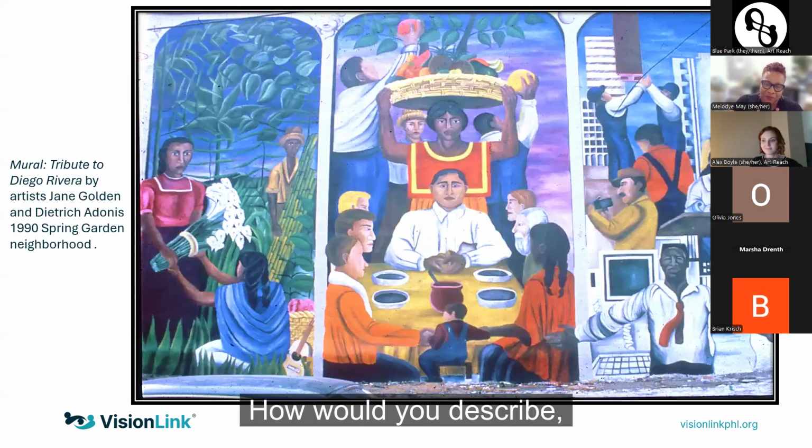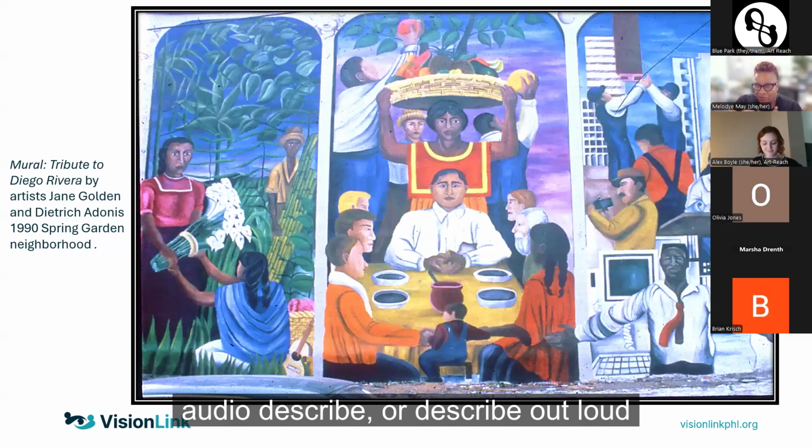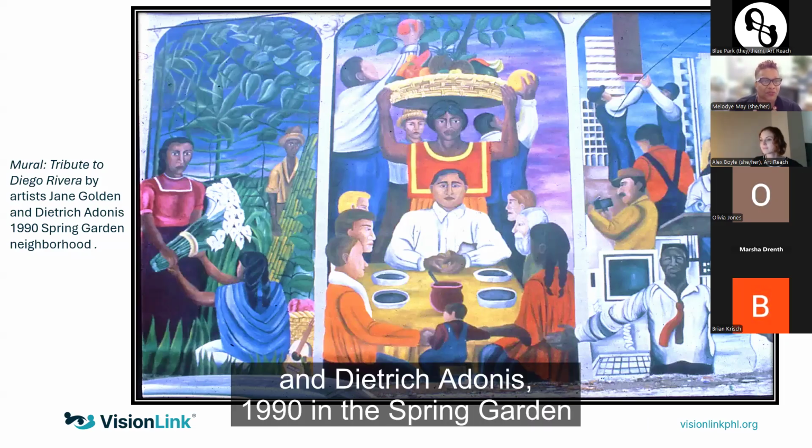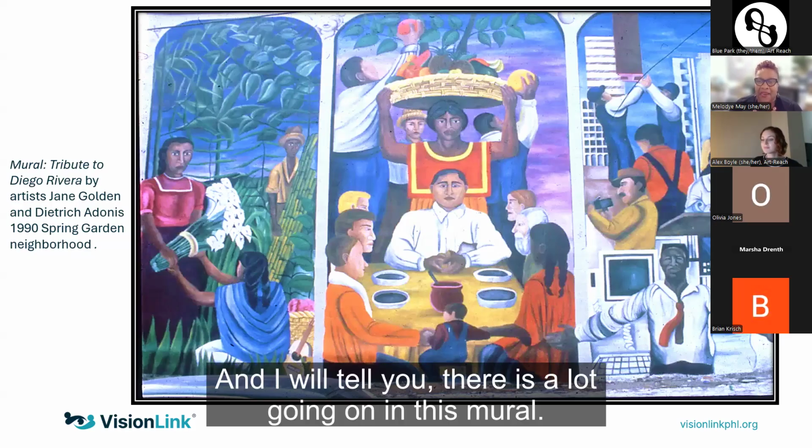How would you describe, or describe out loud rather, the scene that you are seeing to someone who isn't able to see it? By the way, this mural is titled Tribute to Diego Rivera by artists Jane Golden and Dietrich Adonis, 1990, in the Spring Garden neighborhood of Philadelphia. And I will tell you, there is a lot going on in this mural.